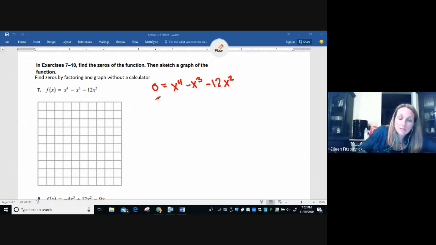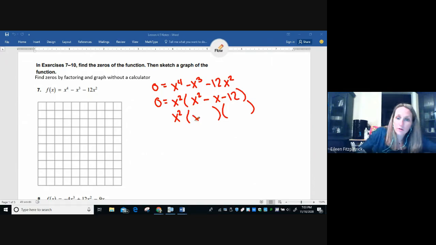Look for that GCF. I have an x squared GCF. So when I factor that out, I'm left with x squared minus x minus 12. Try to break that trinomial into two binomials. Think of two numbers that multiply to negative 12, but add to a negative 1, which is negative 4 and a positive 3. Set each factor equal to 0.